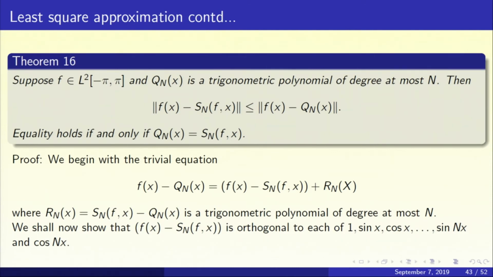Of all possible trigonometric polynomials of degree at most n, the partial sum of the Fourier series of degree at most n is the best approximation in mean.